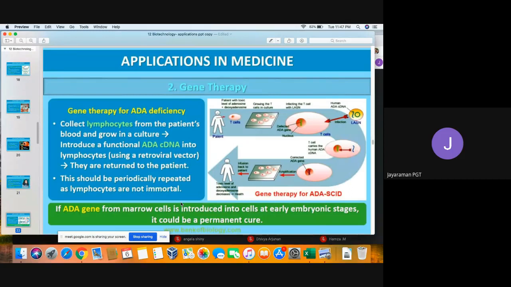What happens? The lymphocyte duration is maybe 15 days, 2 weeks. If it is stem cells, it will last more than a few months. Then it divides and produces the cells. After that, again you have to go for it. Still, it is not a permanent cure.